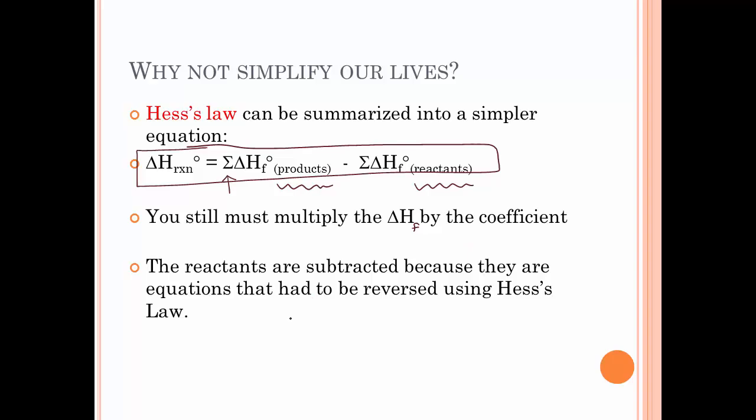So we're going to look at a lot of examples today. So main idea, the delta H of a reaction is the total delta H of all the products. You multiply the values by their coefficients from the balanced equation, and you subtract the value for all the reactants.